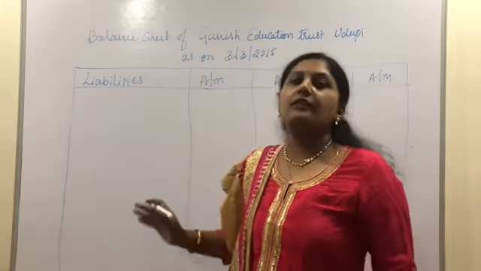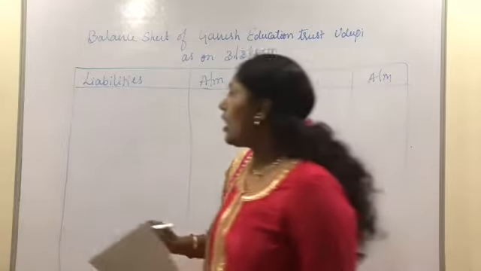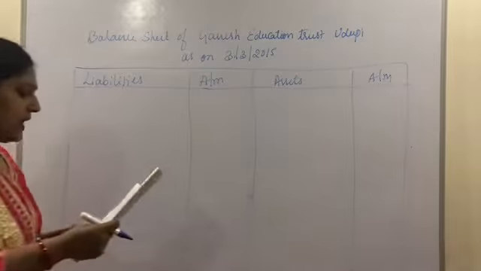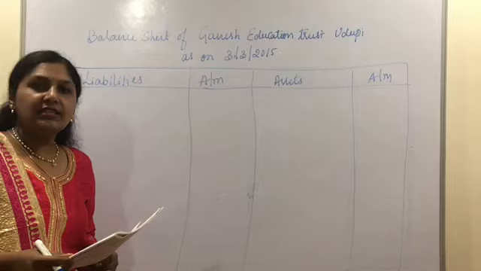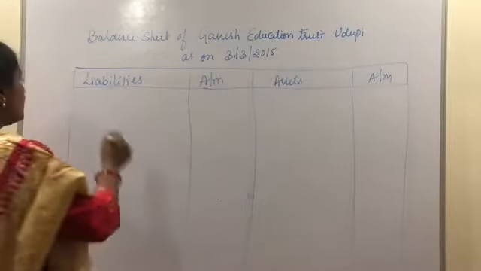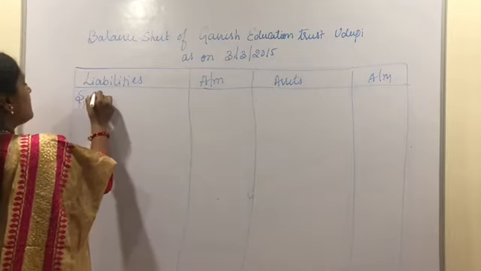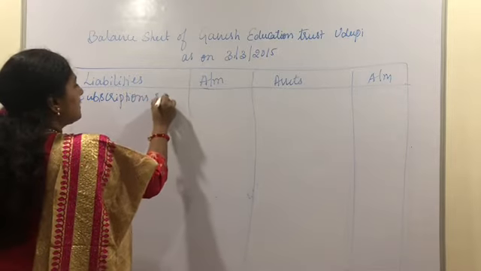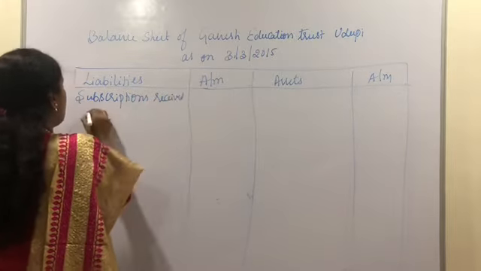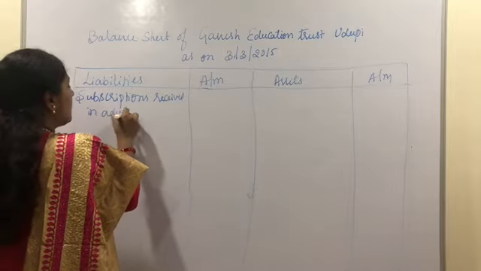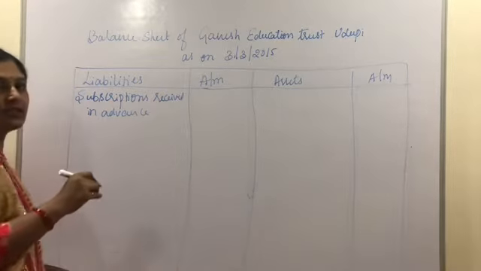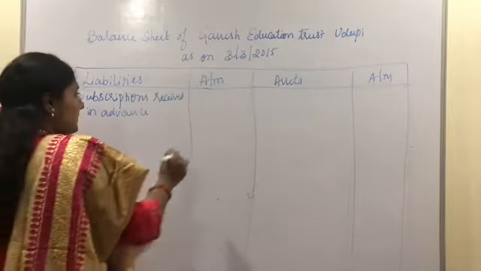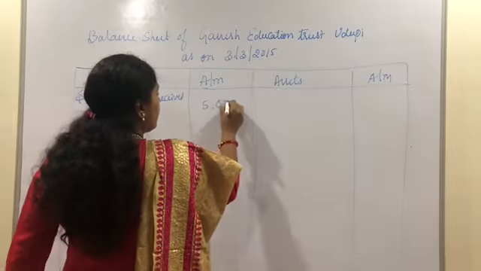Let us begin with writing the liabilities. So according to this particular problem, we have the subscriptions received in advance as first liability. So let us record it. Subscriptions received in advance. Income received in advance is always treated as liability. The balance is 5,000 rupees.